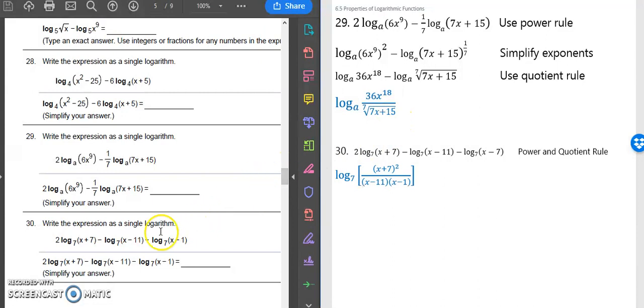Number 30 says write the expression as a single logarithm. Same situation here. First, we want to take our coefficients and make them the exponents using the power rule. Notice that we have two things being subtracted here. We're subtracting the log base 7 of x minus 6, and we are subtracting the log base 7 of x minus 7. Because that's all being subtracted, those will both go into the denominator once we change it into a quotient. So the log base 7 of x plus 7, that x plus 7 squared is the numerator. What's being subtracted away from it all goes to being the denominator here.